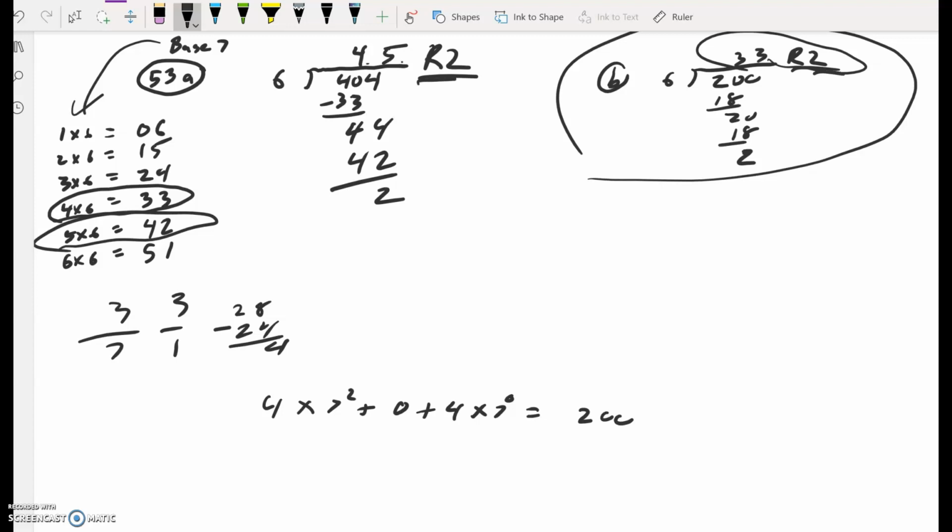Then the question is, does 45 in base 7 give us 33? 4 times 7 plus 5 times 1. 28 plus 5 is 33. It checks. We're done. Good work.